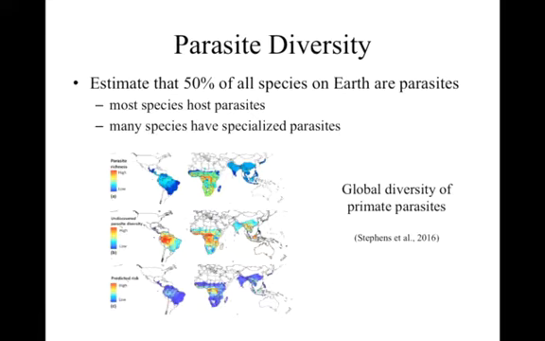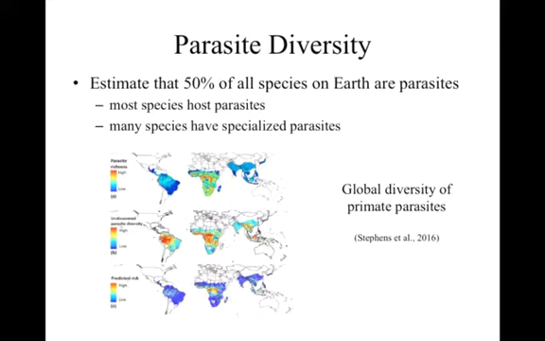Because most hosts are infected by at least one parasite, and because frequently those parasites are specialized for that individual host, parasite diversity is incredibly high. In fact, some people estimate that 50% of all species on Earth are parasites. And again, that's because most host species have parasites. So for every individual host, we have at least one unique parasite, and most of them actually have multiple unique parasites, or at least multiple parasites that are specialists on them and a few other types of species.